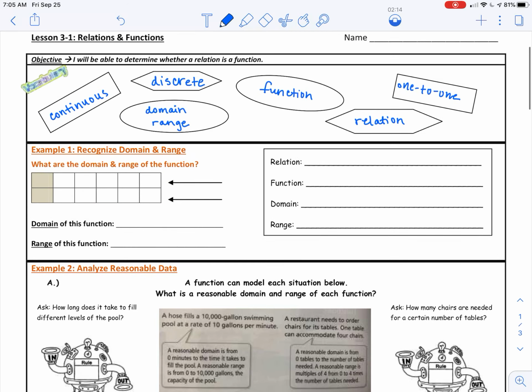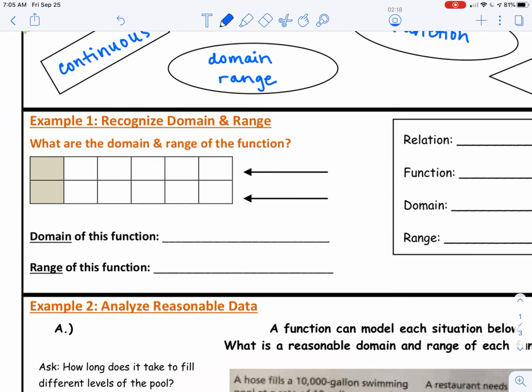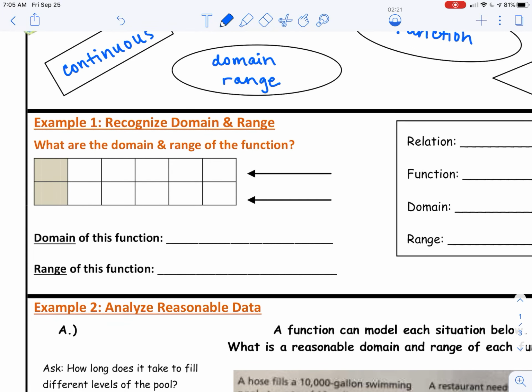Okay, so the first thing we want to know is how can I recognize a domain and a range? What are the domain and the range of a function? So we're going to fill in this. I have the chart there for you. You just need to put some numbers in there. Put X and Y as you see that I did in the shaded boxes. And then across the top, 1, 2, 3, 4, 5. Across the bottom, 11, 12. And then we're going to write 13 three different times.